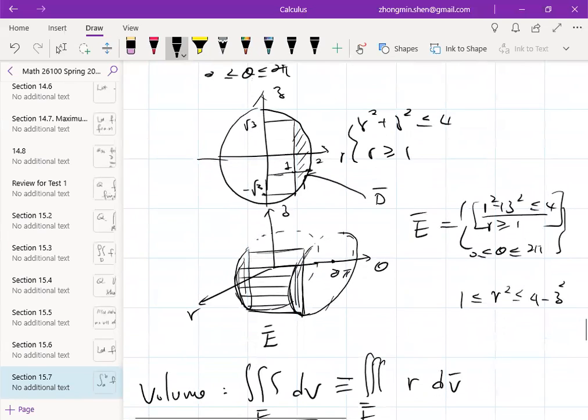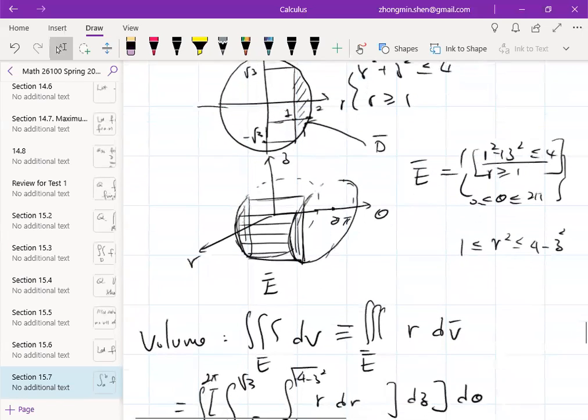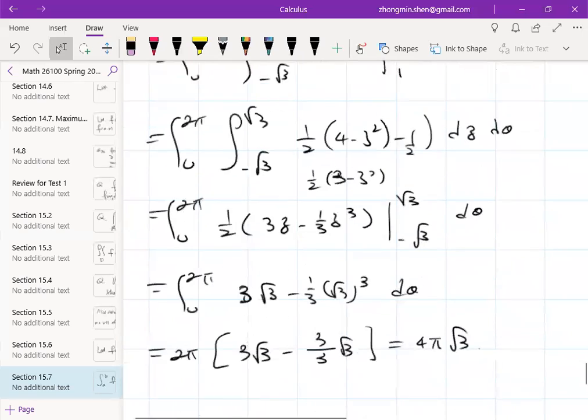Otherwise, it's very difficult to change the iterated integral. It's the original one. How can you do that? This original one, the E is described by these two inequalities. It's not easy to write it as an iterated integral. Now for this one, it's easy to write down the iterated integral. You can try a different way to write it, okay?